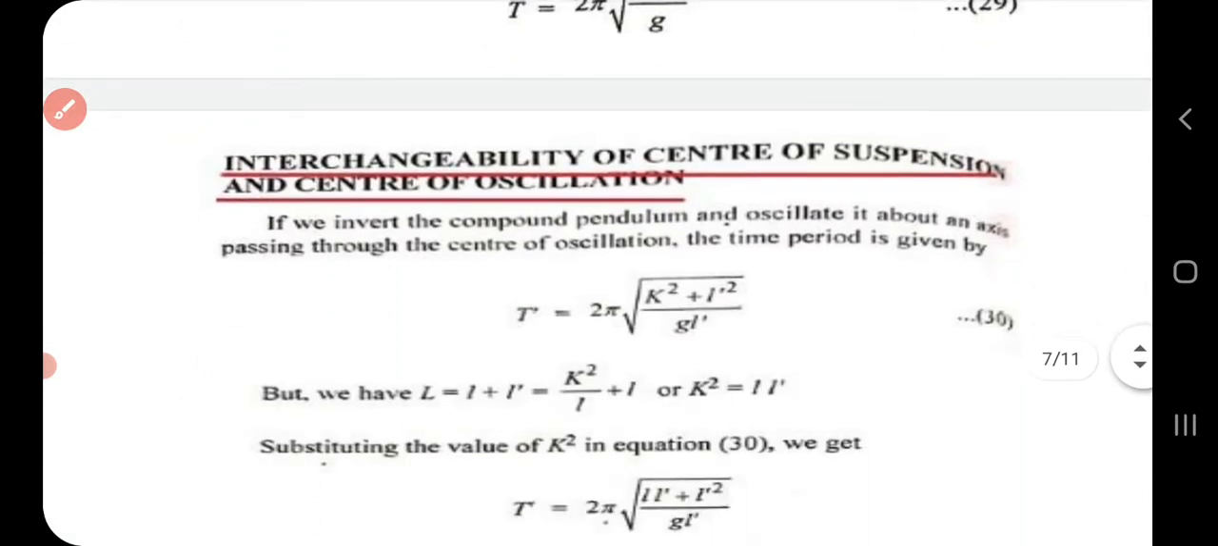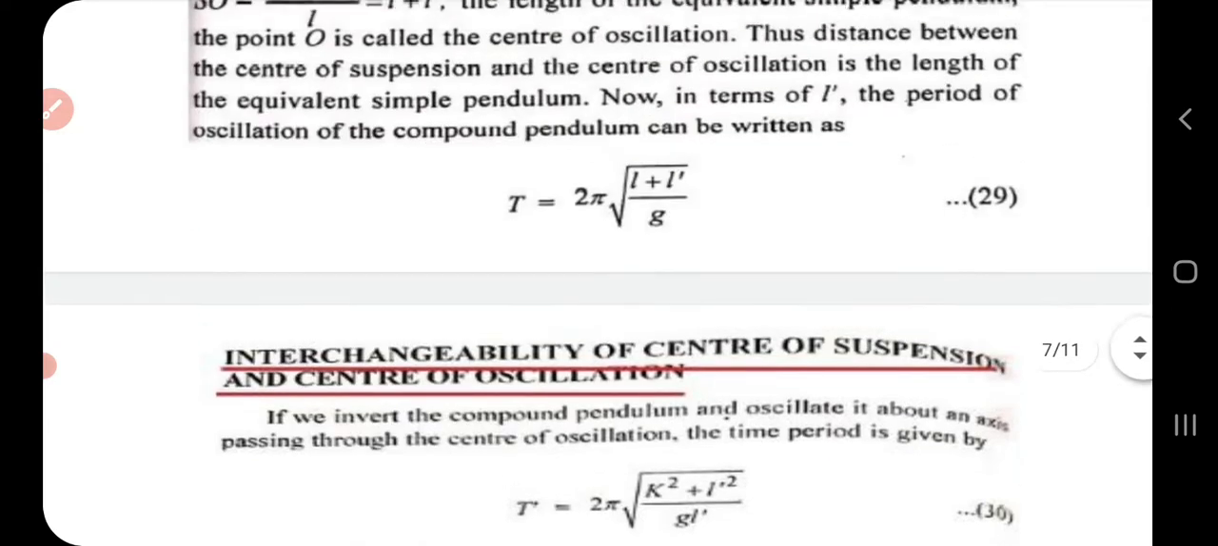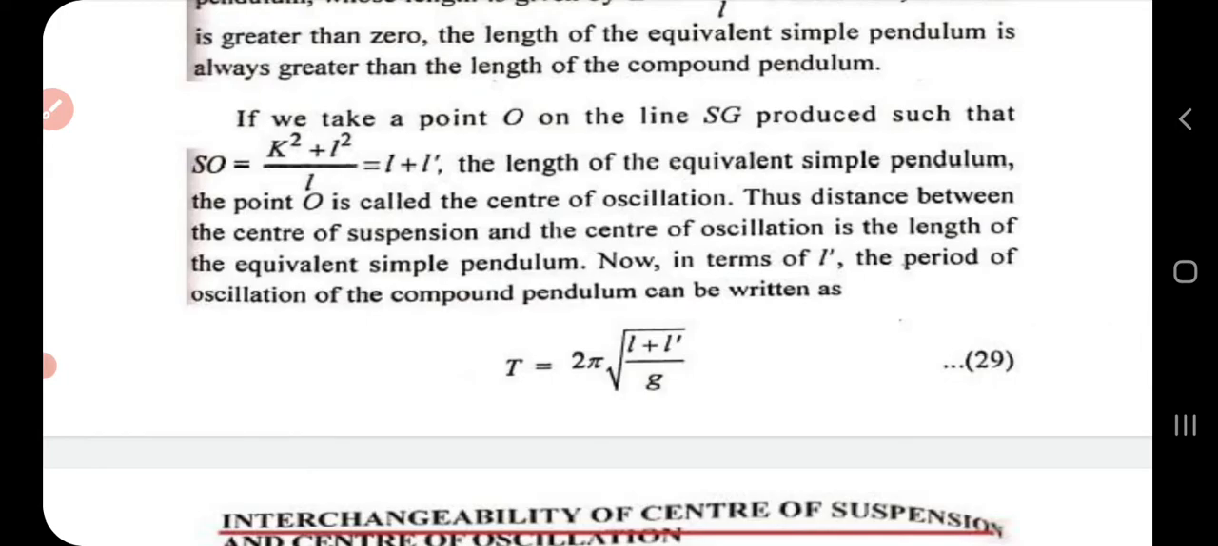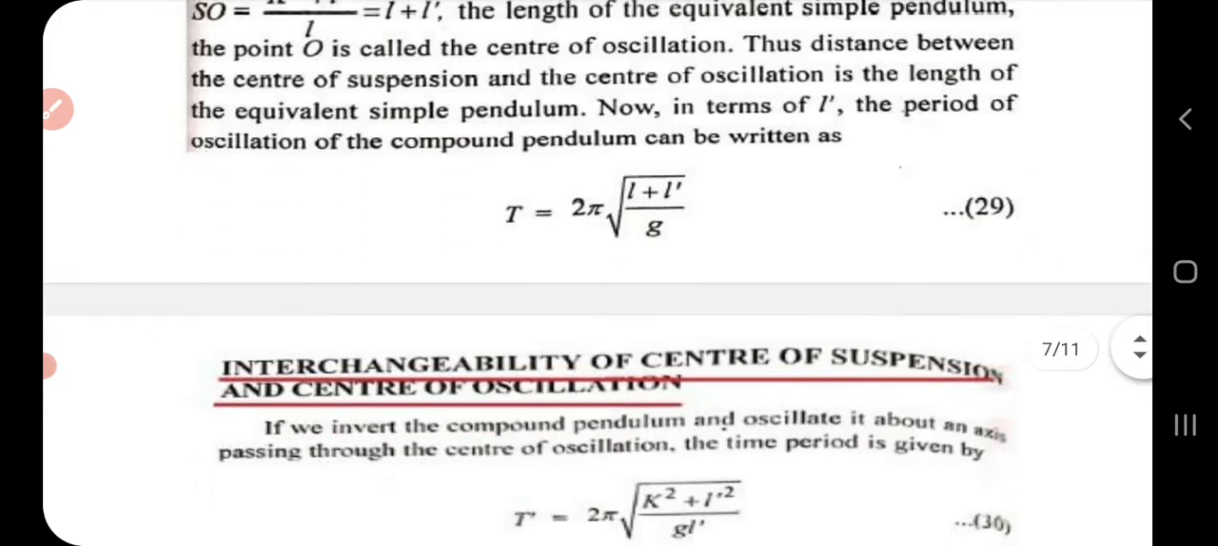Okay, now we are going to study what happens if the center of suspension and the center of oscillation are interchanged. That is, will the time period be equal? Here we have derived the expression for the time period about the center of suspension. Now we are going to see whether the time period will be the same at the center of oscillation. That is, whether the time period at the center of suspension will be the same as the time period at the center of oscillation. We are checking whether they are the same or different.